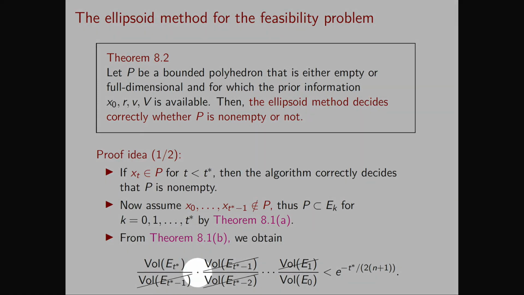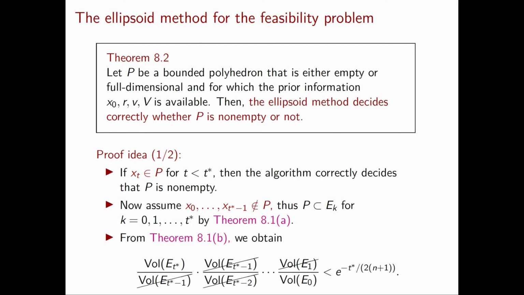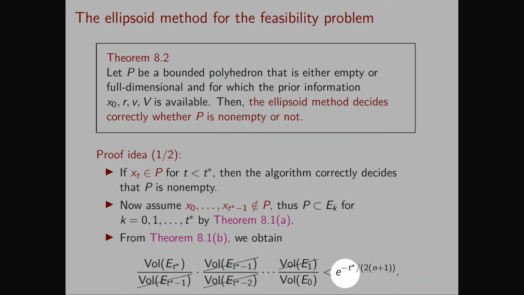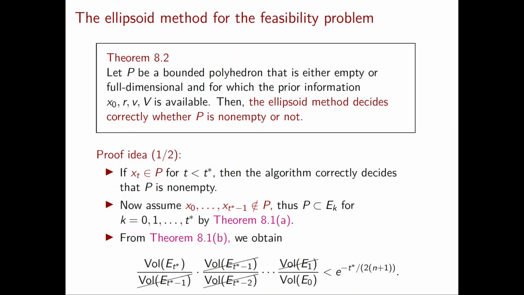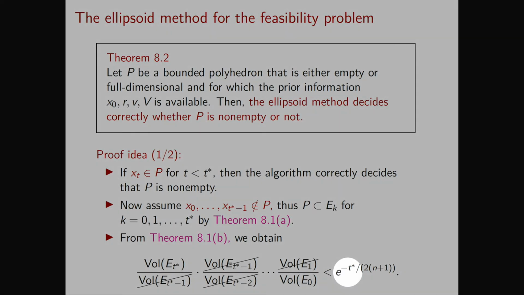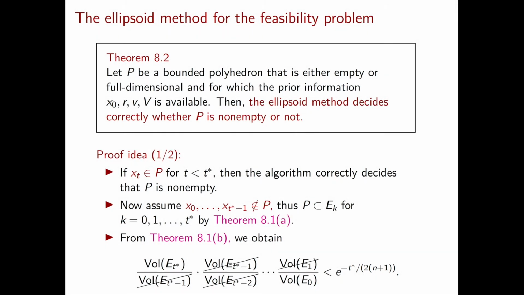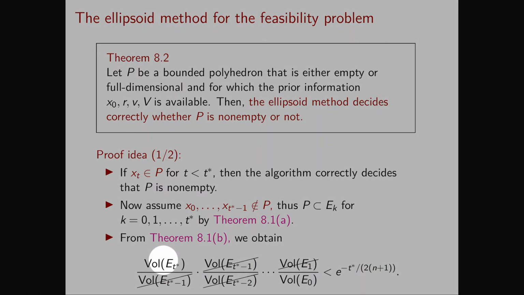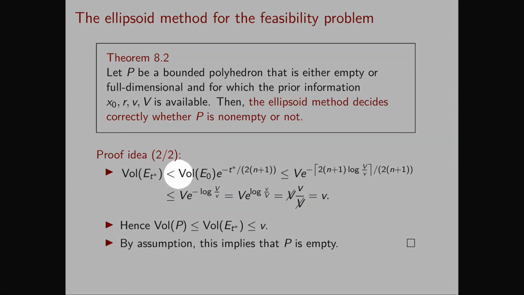Of course, in this product, all the volumes simplify except for the volume of E_{t star} and the volume of E_0. We know from theorem 8.1 that each ratio is upper bounded by e to the minus 1 divided by 2(n plus 1). So the product is upper bounded by e to the minus t star divided by 2(n plus 1). We can now bring the volume of E_0 to the right-hand side and obtain that the volume of E_{t star} is strictly smaller than the volume of E_0 times this exponential. This is exactly what we have written here.